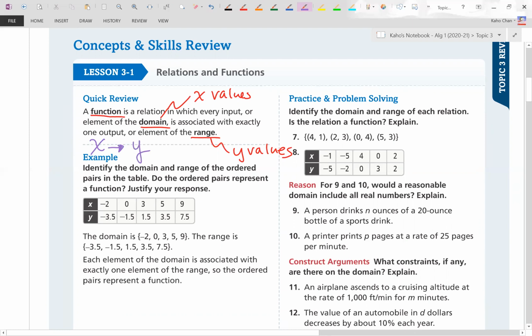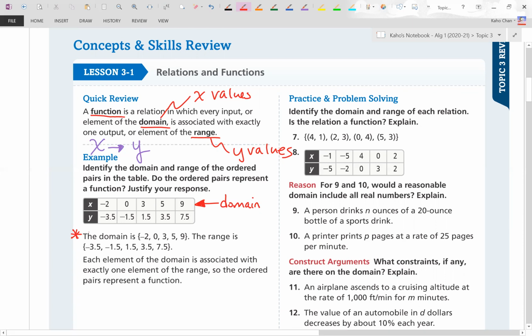Okay. Example, identify the domain and range of the ordered pairs in the table. Do the ordered pairs represent a function? Justify your response. So if you look at the domain, which they've listed just below that table, you can see each of the elements in the domain has exactly one y value. Okay, there's not more than one x value. So in this case, the answer is yes. This particular relation is a function. Every x value has a unique y value.